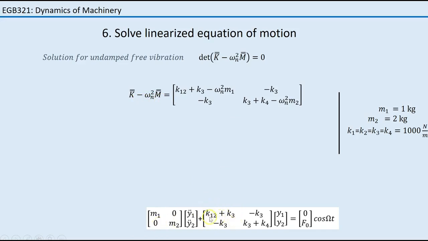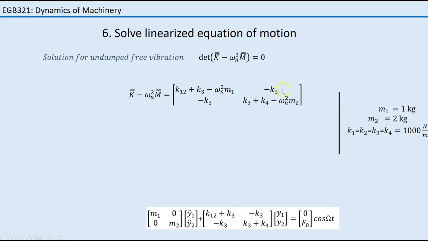This is our first element, k12 plus k3. We take this value here, then we consider negative omega square, so we write negative omega square. Then we need to consider the first element of the mass matrix, which is m1, so we write m1, and that's how we get the first element of this matrix: k12 plus k3 minus omega n square m1.